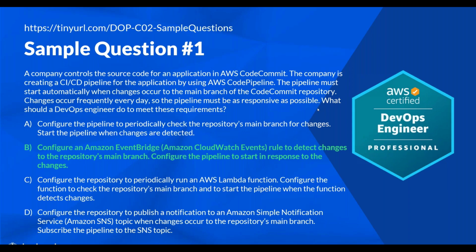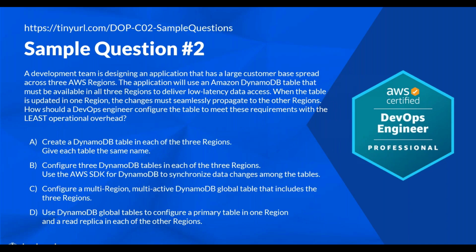So let's take a look at another question here. A development team is designing an application that has a large customer base spread across 3 AWS regions. The application will use an Amazon DynamoDB table that must be available in all 3 regions to deliver low latency data access. When the table is updated in one region, the changes must seamlessly propagate to the other regions. How should a DevOps engineer configure the table to meet these requirements with the least operational overhead?